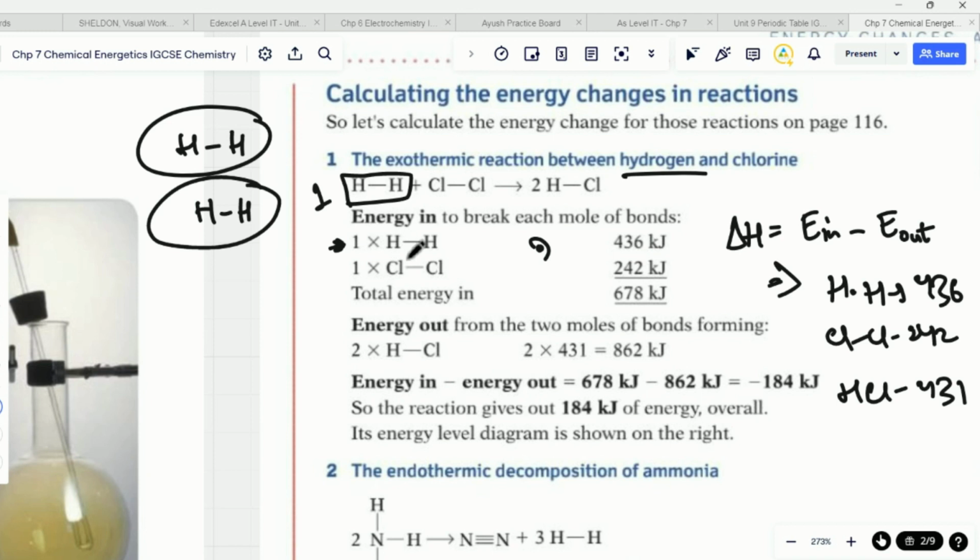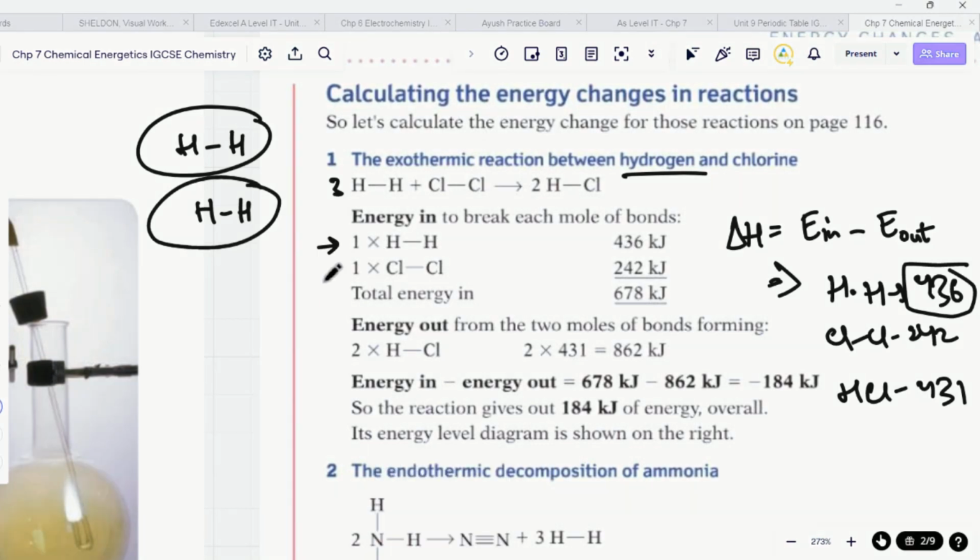I'll write 1 multiplied by the hydrogen bond. What was the value of my hydrogen bond? It was 436, correct? So I will multiply 1 with 436. This equation over here is already balanced. If I had written, for example, 3 over here while balancing, then what would I have done? I would have multiplied 3 with 436. Do you get my point? Okay. What about chlorine?